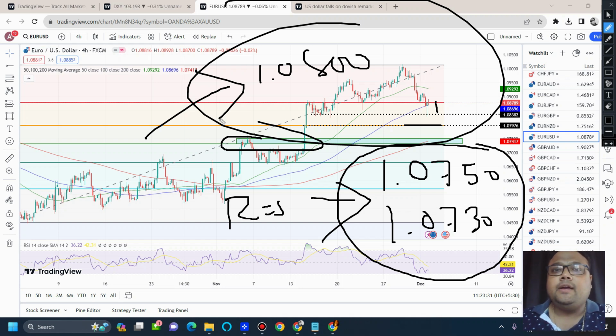Market opening will be very important for Euro USD, and there is no point of talking about resistance right now. Let's wait and watch how the market opens. Obviously, I'll be coming on Monday.